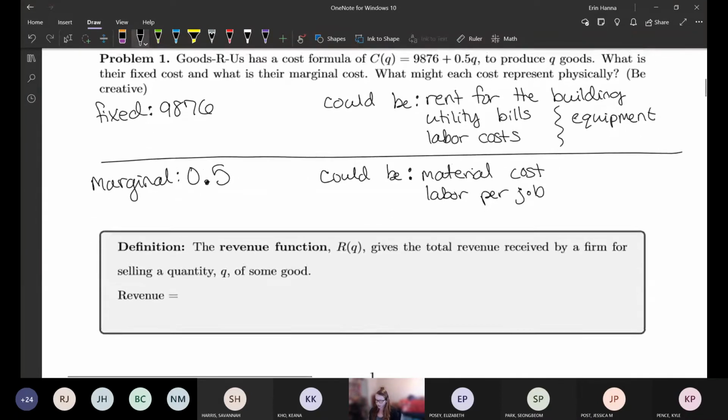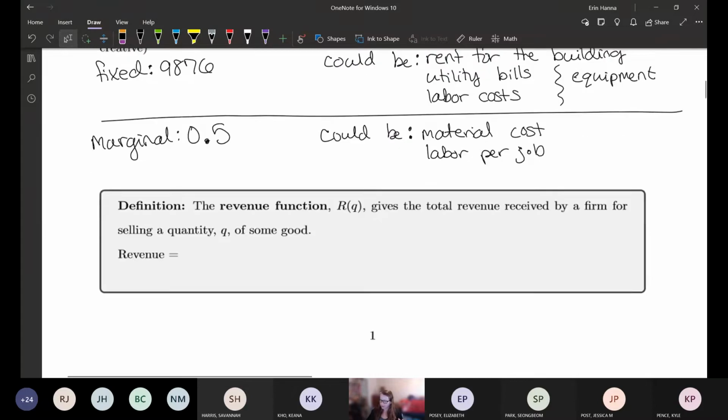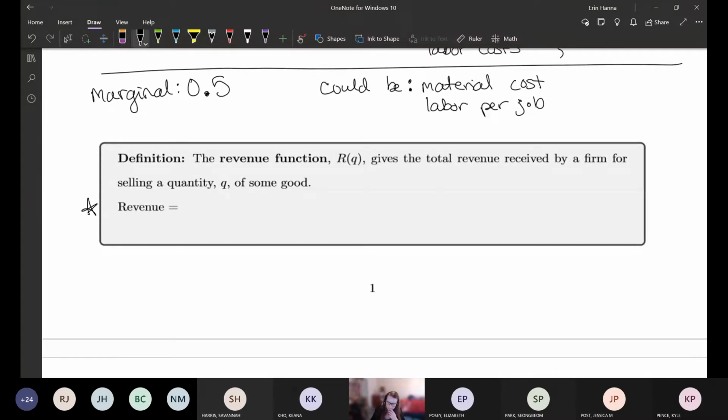So then our revenue function, which is usually denoted by R of Q, is going to give the total revenue received by a firm for selling a quantity Q of some good. Now, I hate using the word revenue in the definition of a revenue function, but essentially it's just how much money you make by selling that many items. So the one thing that we really want to remember for revenue, this is going to come back every once in a while. I'm going to say, what do we know about revenue? And this is what I'm talking about. Revenue is price times quantity.